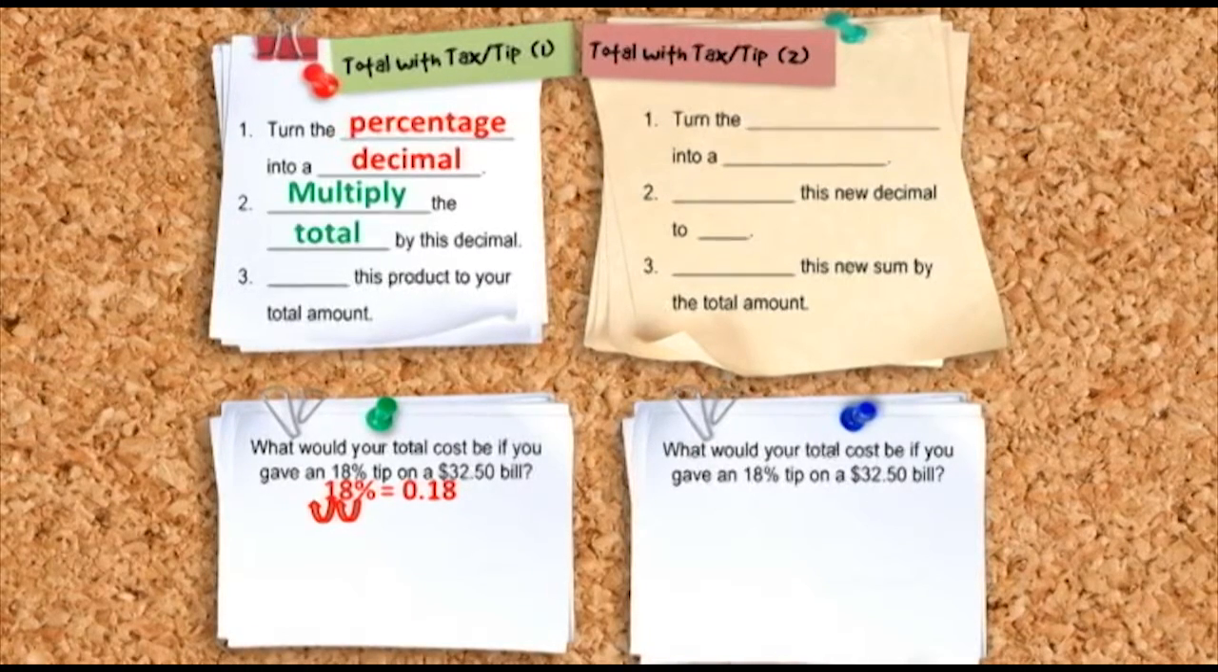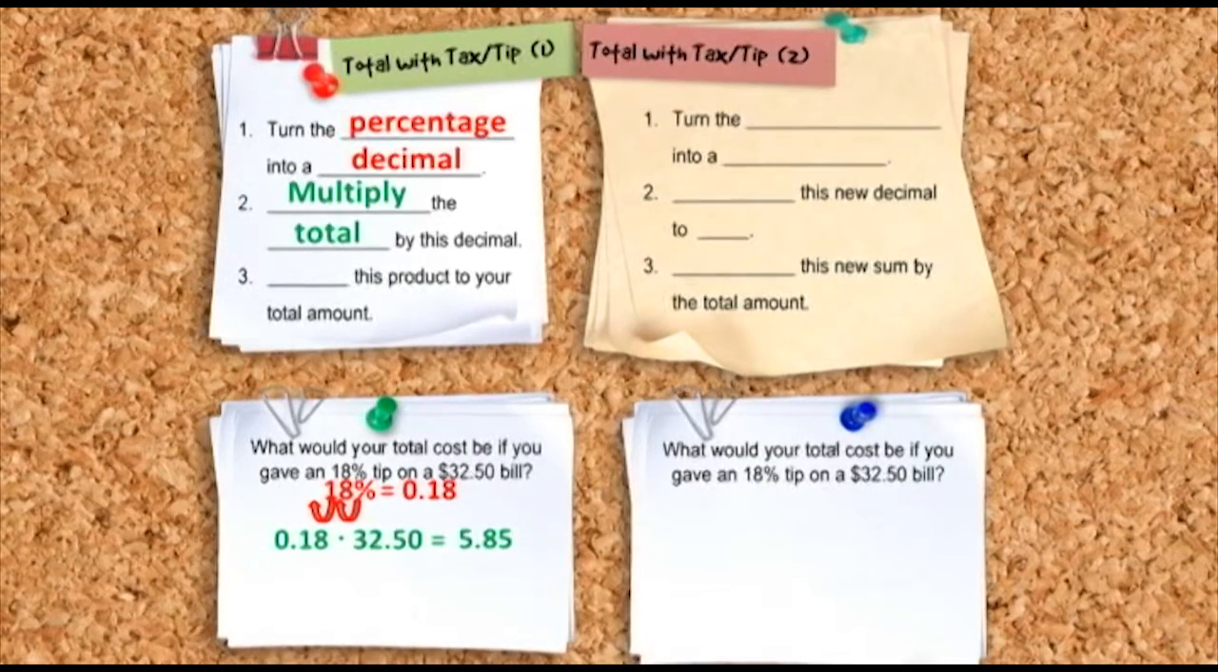I'm going to multiply the total by this decimal. So my total is $32.50. I'm going to multiply those two together. Again, a quick calculator moment. I get $5.85. Remember, this is the amount that's being taxed or tipped.